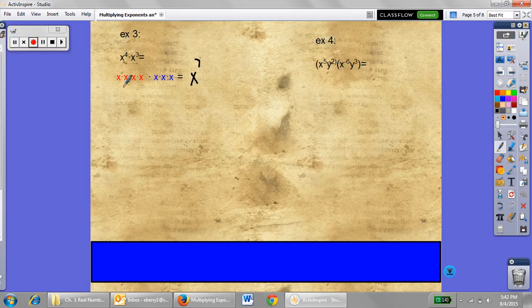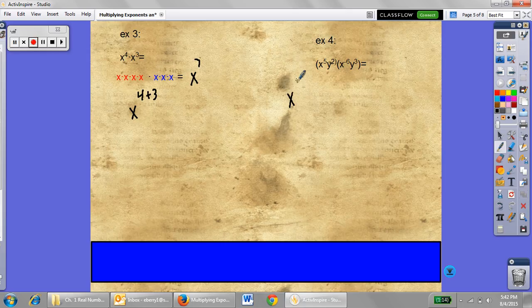Hopefully you're getting a little tired writing these out and are looking for some type of shortcut. Notice that on these problems, after writing these out, we just added the exponents. 4 plus 3, and we got 7. So instead of having to write all of these out, we can simply add them when we are multiplying these exponents. Let's use that method for the second one.